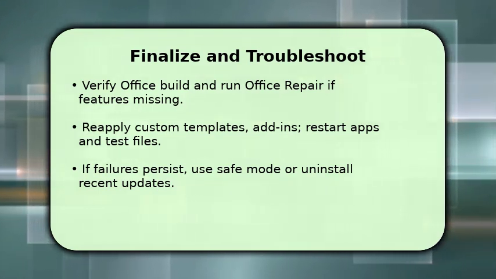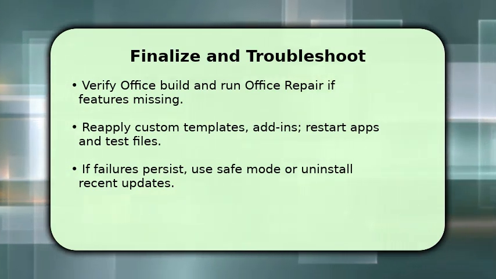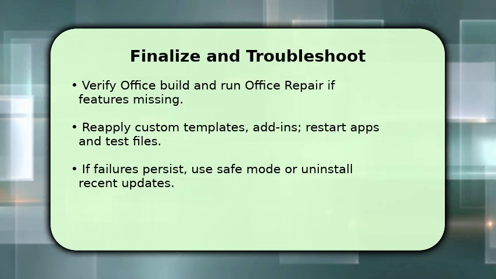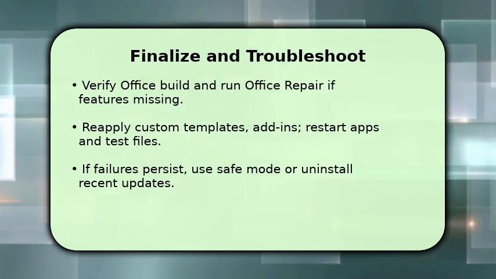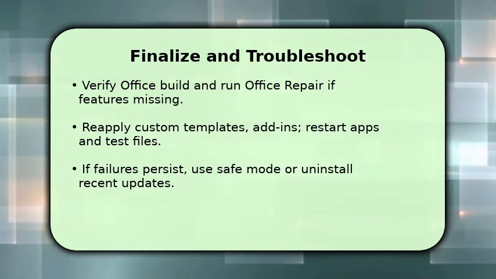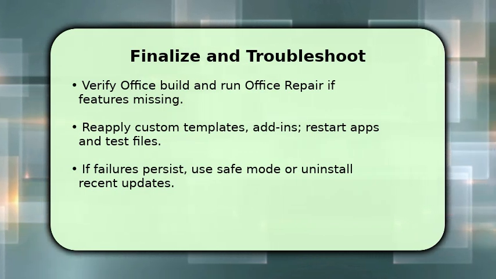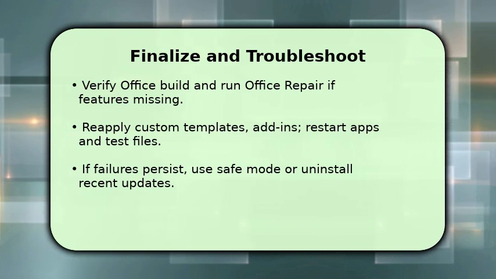If an item is missing or behaves oddly, run Programs and Features, change Repair to restore Office components. You can choose Quick Repair first, then Online Repair if needed. Make sure to re-enable add-ins and restore templates. If an update fails repeatedly, boot Office in safe mode to isolate add-ins or uninstall the last update and reattempt.